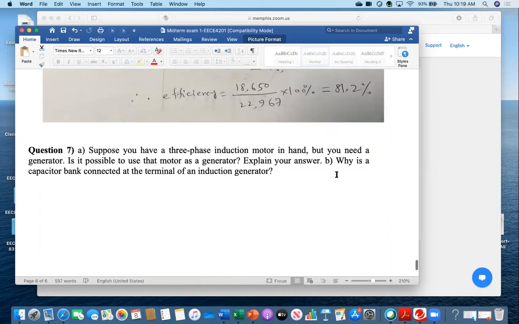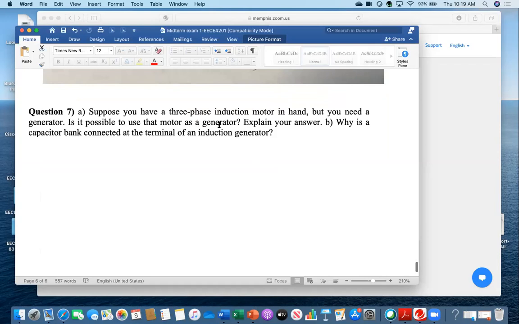Okay, so the last question was: suppose you have a three-phase induction motor in hand, but you need a generator. Is it possible to use that motor as a generator? Explain your answer. So the answer is yes, it is possible. Just keep in mind, this is not only true for an induction motor. Even in the case of a synchronous generator, if you have a synchronous motor, you can convert it into a generator, or if you have a generator, you can convert it into a motor. It's just the mode of operation, how you are using it. The same thing goes for DC motor and DC generator.